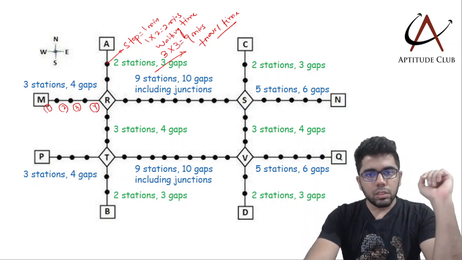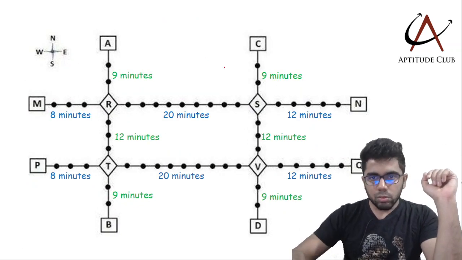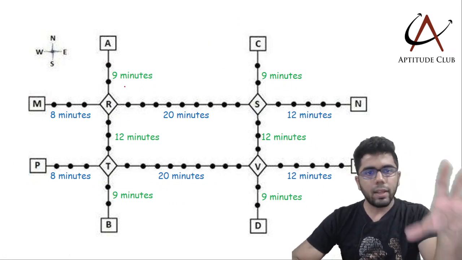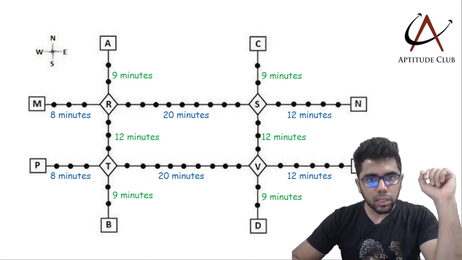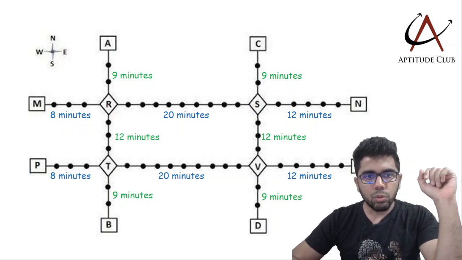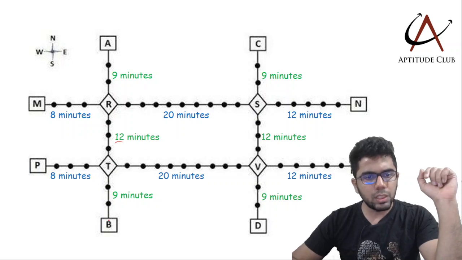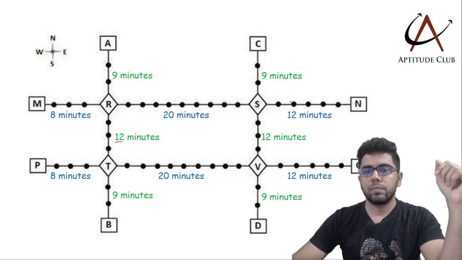So using that piece of information, I have tried to write all this. मैंने इसको पूरा फाइनल उसका लाइक आंसर यहाँ पे लिखा, जैसे A to R 3 gaps 9 minutes, M to R 4 gaps 8 minutes, क्योंकि यहाँ पे 2 minutes है horizontally. Then R to T there are 4 gaps, so 4 into 3, 12 minutes. T to B there are 3 gaps, so 9 minutes, and so on.